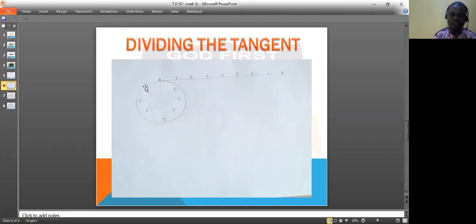At point 1, you draw 1 centimeter. That is what I use. From point 1, another tangent. You just turn your drawing board. With the T-square, you draw a tangent. At point 2, you also draw another tangent, 2 centimeters.